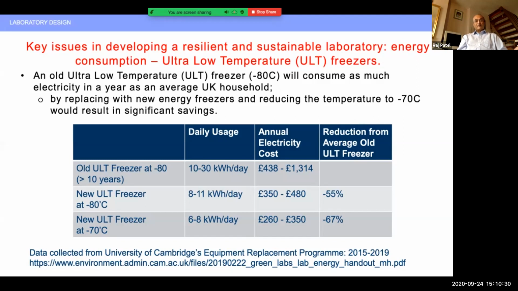So we need to look at our practices, we need to look at our standard operating procedures and see, do we really need a freezer at minus 80? Can we not use it at minus 70? I've given some data here on this slide from studies done at the University of Cambridge, which show that if you buy a new freezer, you reduce your energy consumption by 55%, your cost by 55%, and if you reduce the temperature, it's 67%.